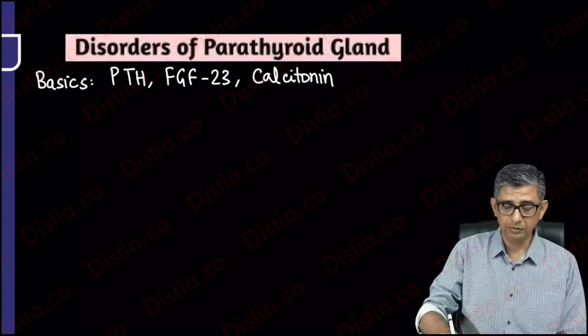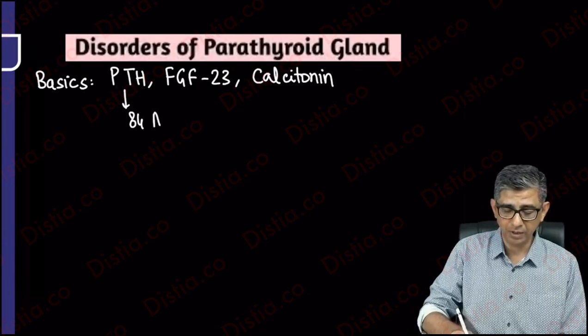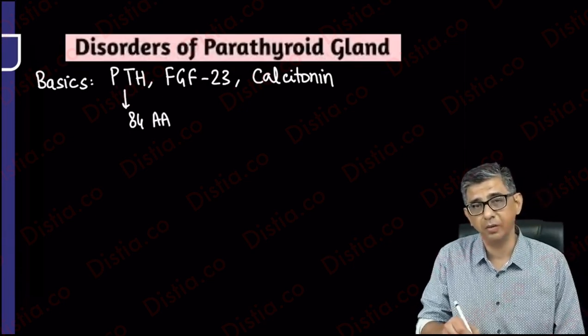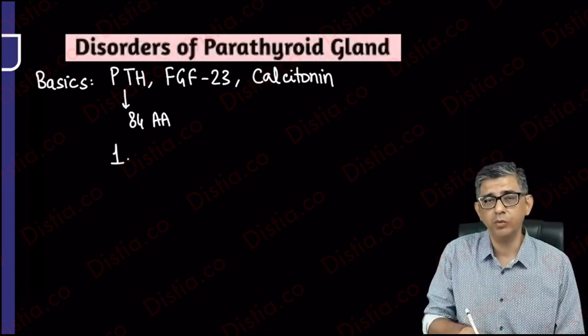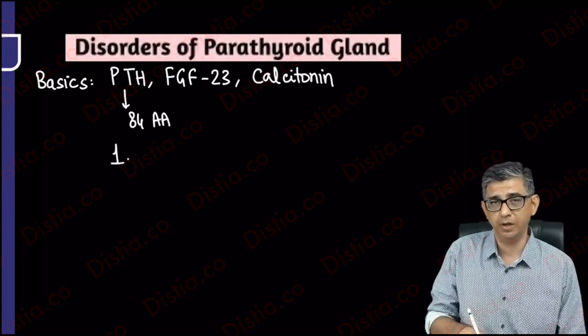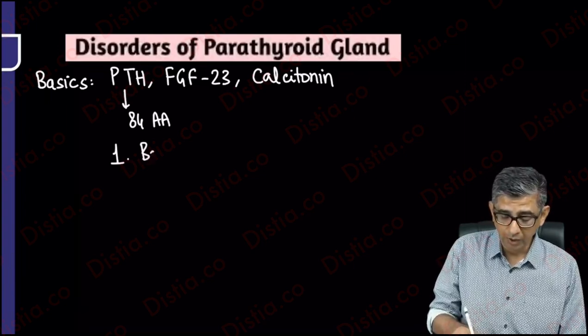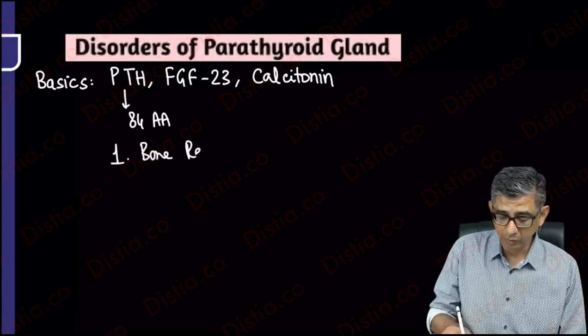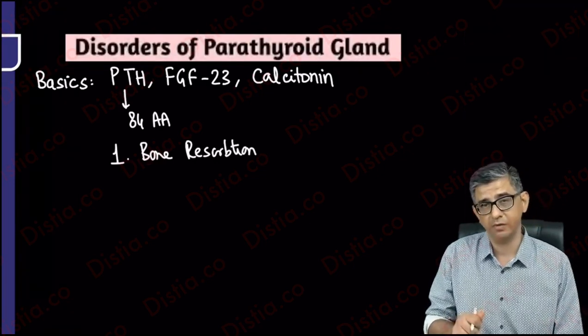When it comes to PTH, the first detail I want you to remember is that this would be an 84 amino acid sequence, just like insulin would be 51 amino acids. Now let's look at functions of PTH in the body. One would be that if there is less calcium in the blood, then PTH will act on the bone. It's going to cause enhanced bone resorption, and it will try to stabilize the serum calcium values.